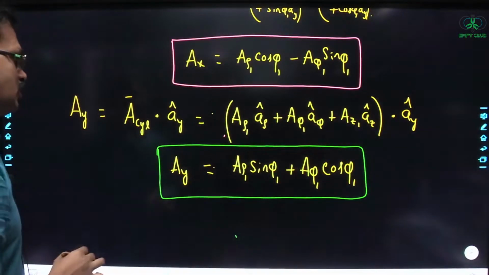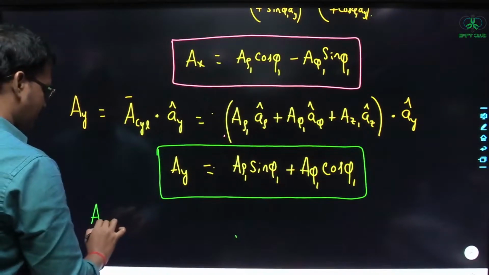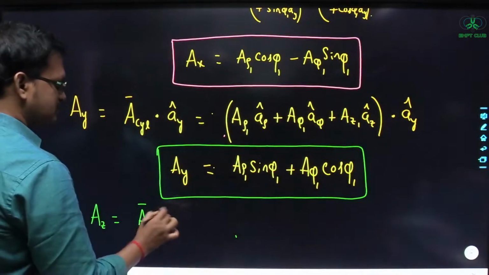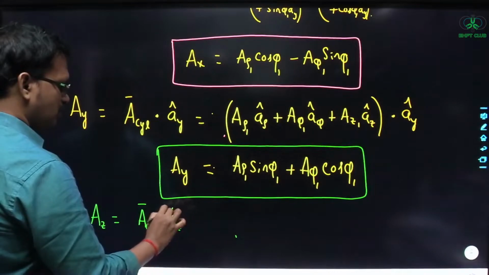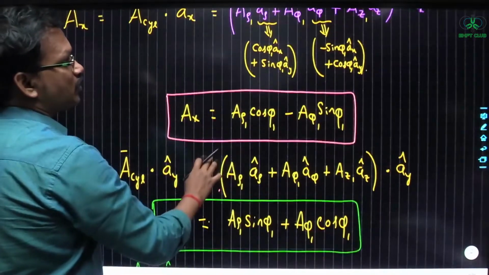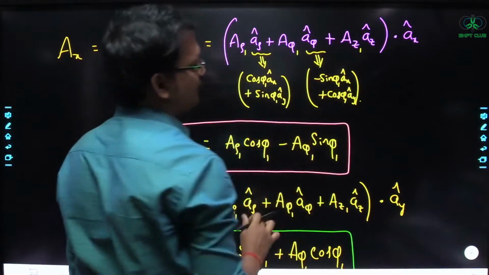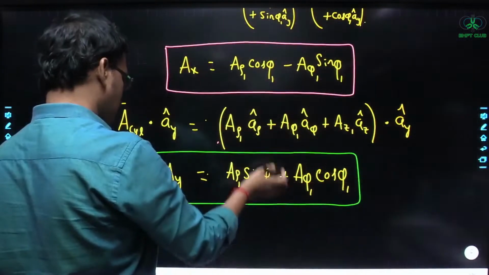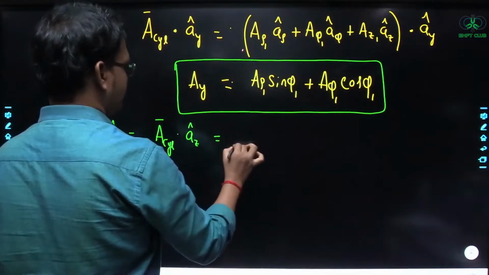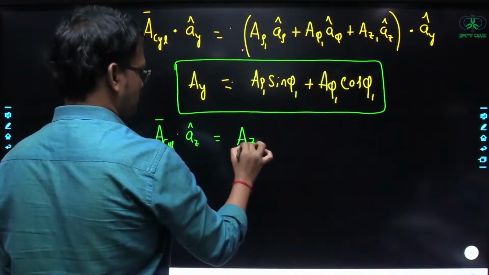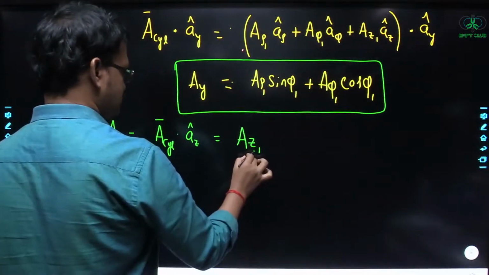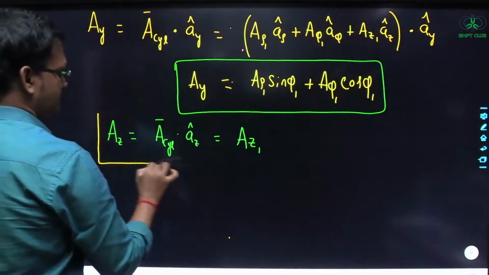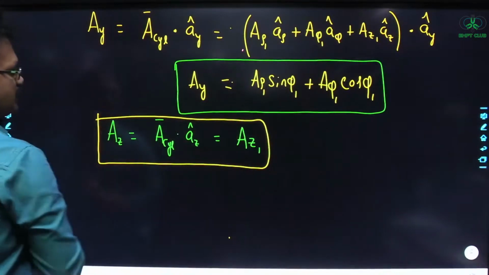Next, what is az here? You can write az directly. Az is the component along z direction, that is a bar dot az cap. So if you do the dot product with az cap, what you are going to get? You are going to get simply az1. Understood? If you do the dot product with az cap, you are going to get directly az1. So az is nothing but az1.